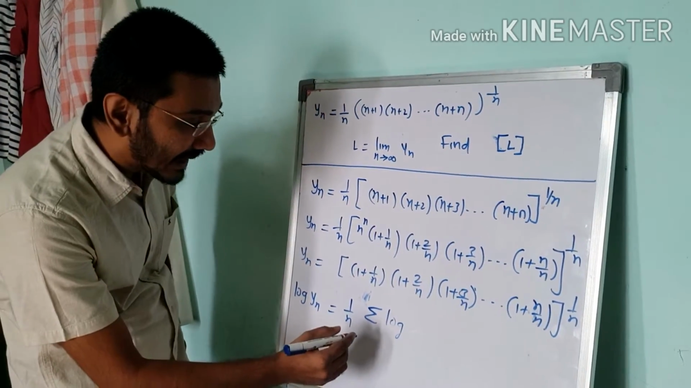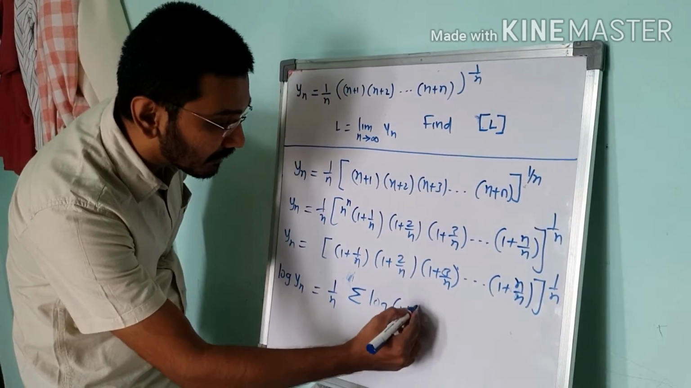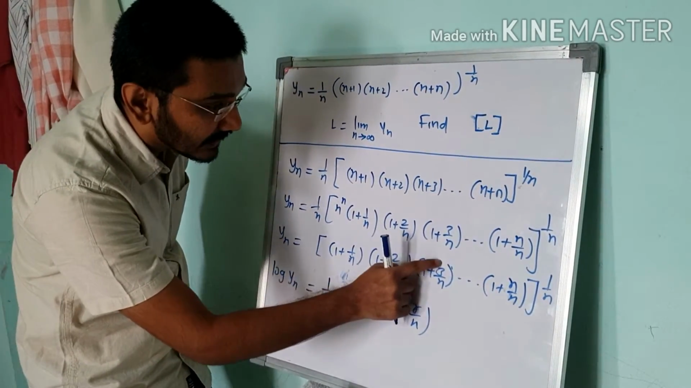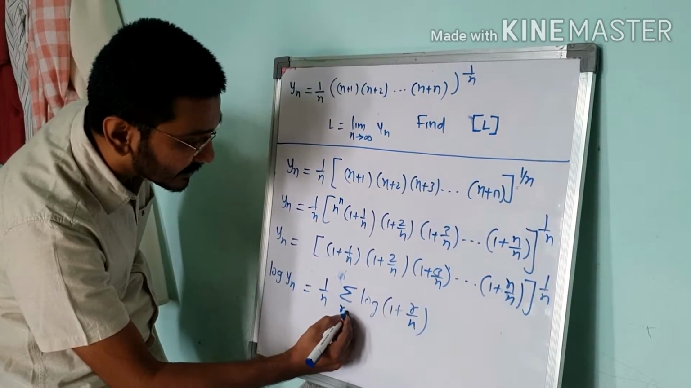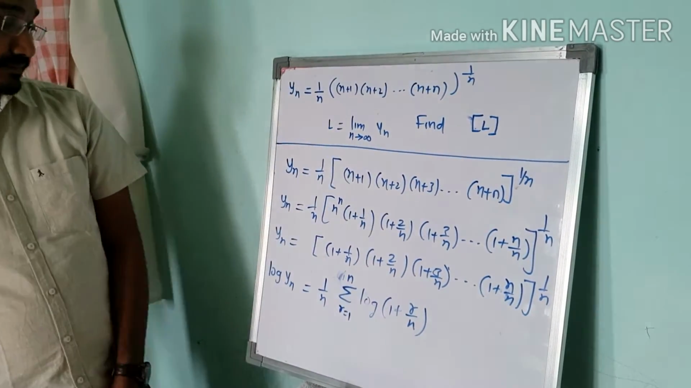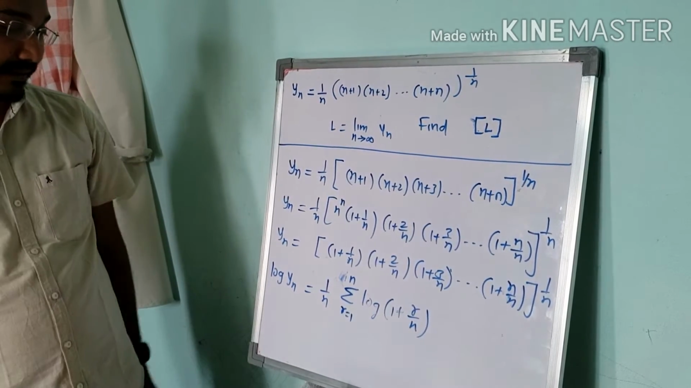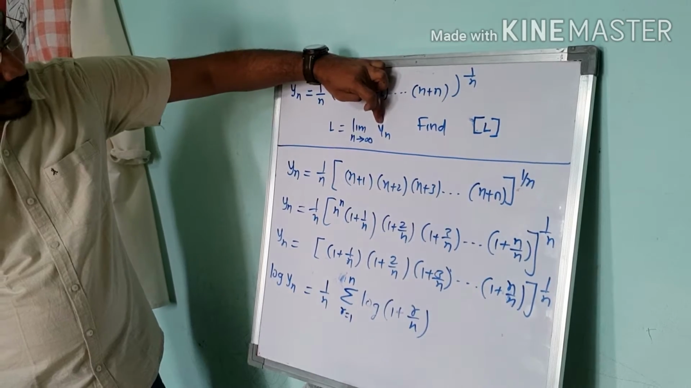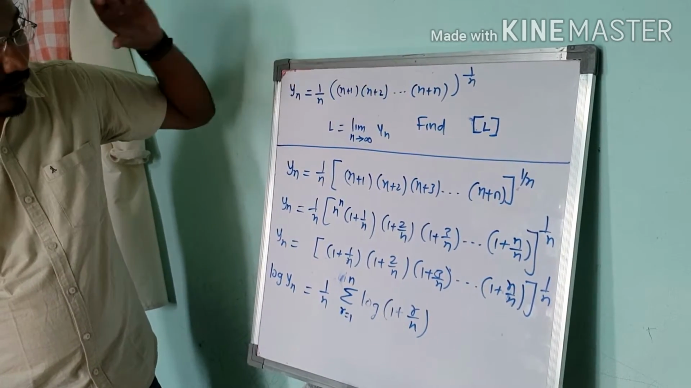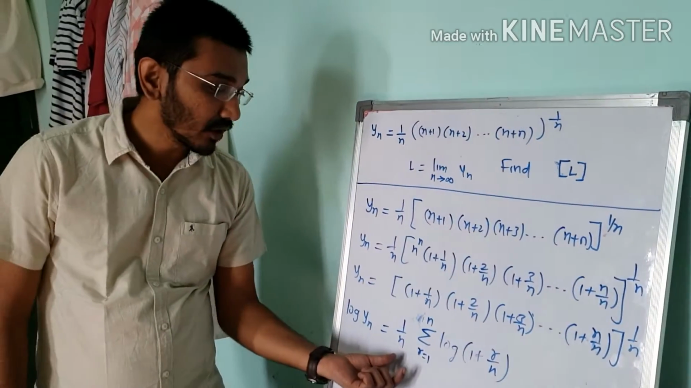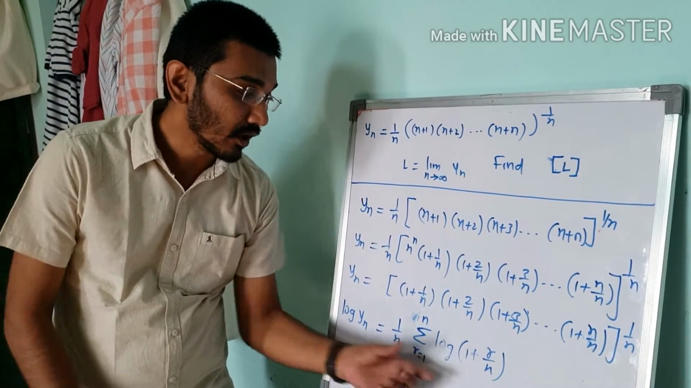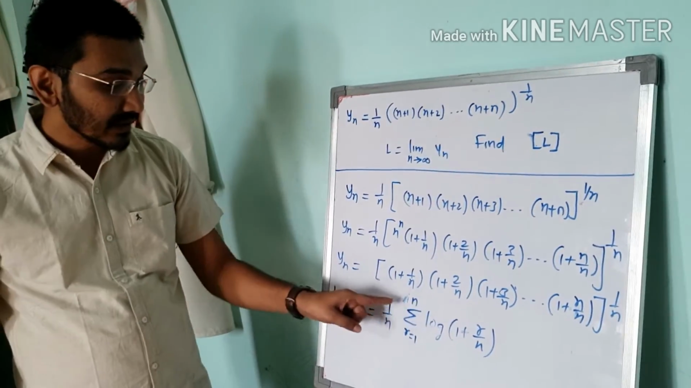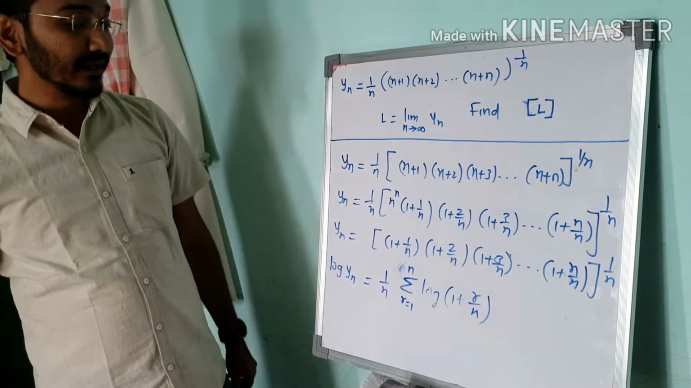So how many times am I getting summation? If I write log of 1 plus r by n, then this r is changing from 1, 2, 3 up to n. So I will write here r is changing from 1 to n. So this is log of yn I am getting. Actually we have to find out the limit L. Here I don't see log, but I am taking log because when I take log, all these multiplication terms come under summation, and summation can be conveniently converted into integration.